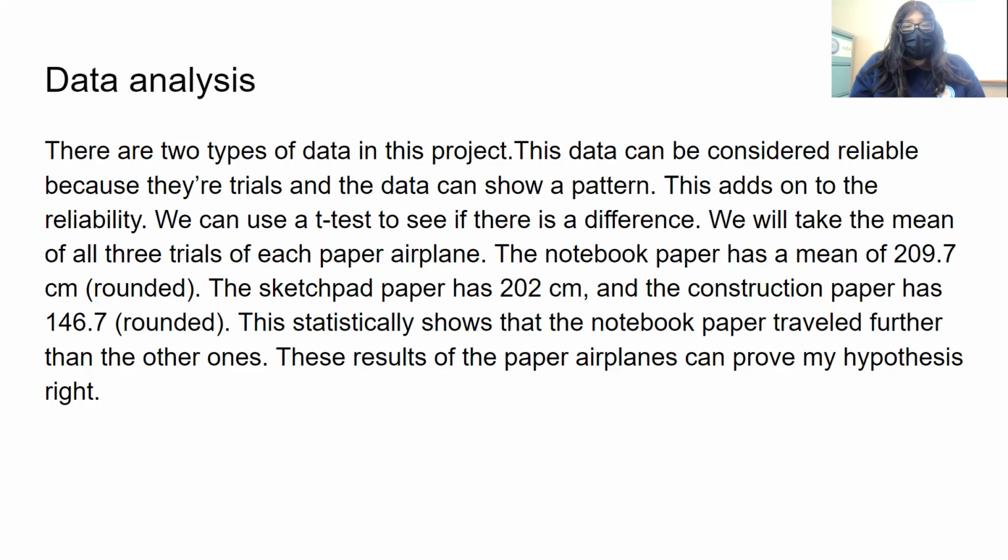The notebook paper has a mean of 209 centimeters rounded. The sketch paper has 202 centimeters, and the construction paper has 146 centimeters rounded. This statistically shows that the notebook paper traveled the furthest of the three. These results of the paper airplanes can prove my hypothesis right.